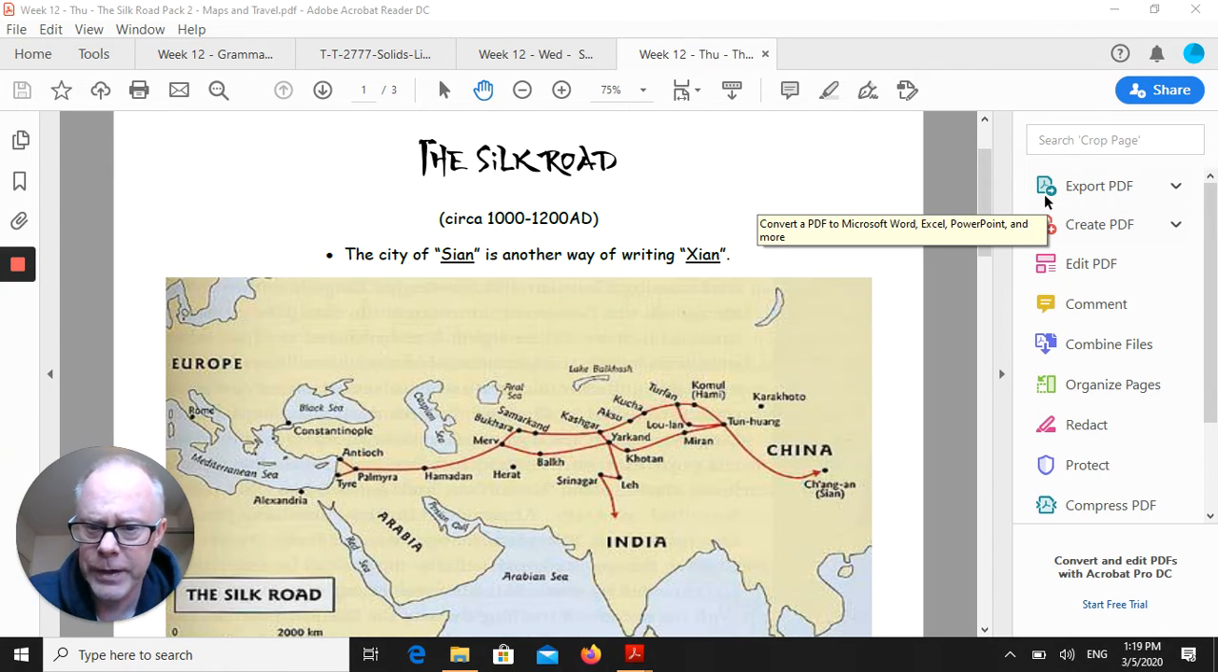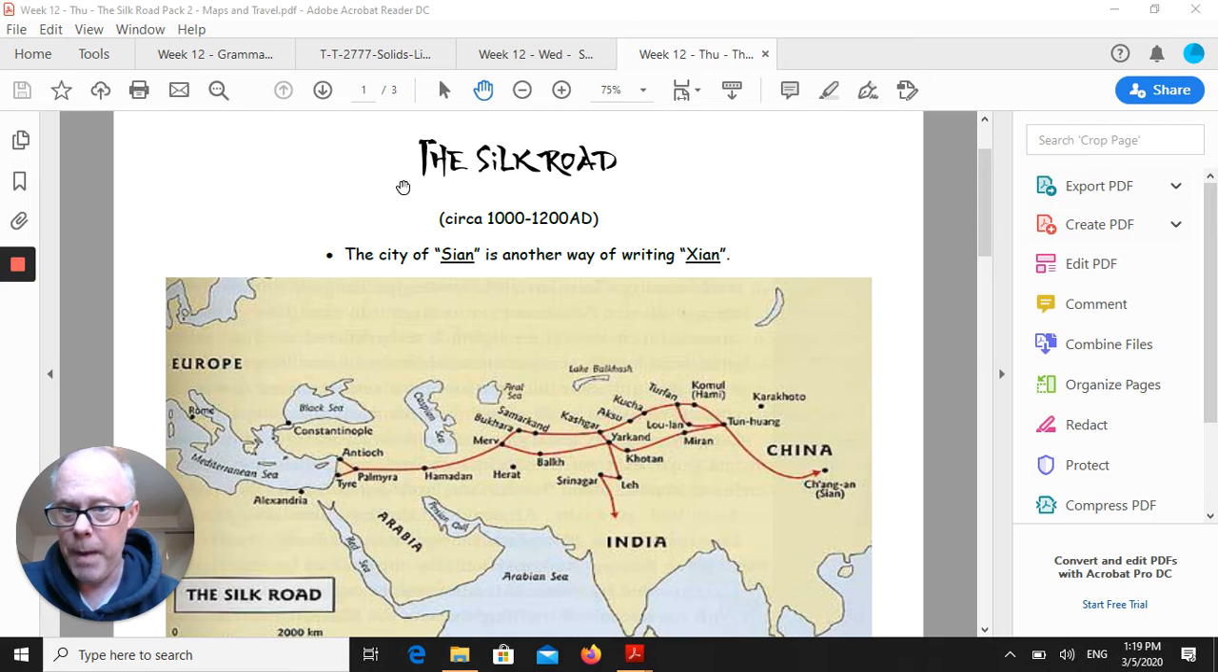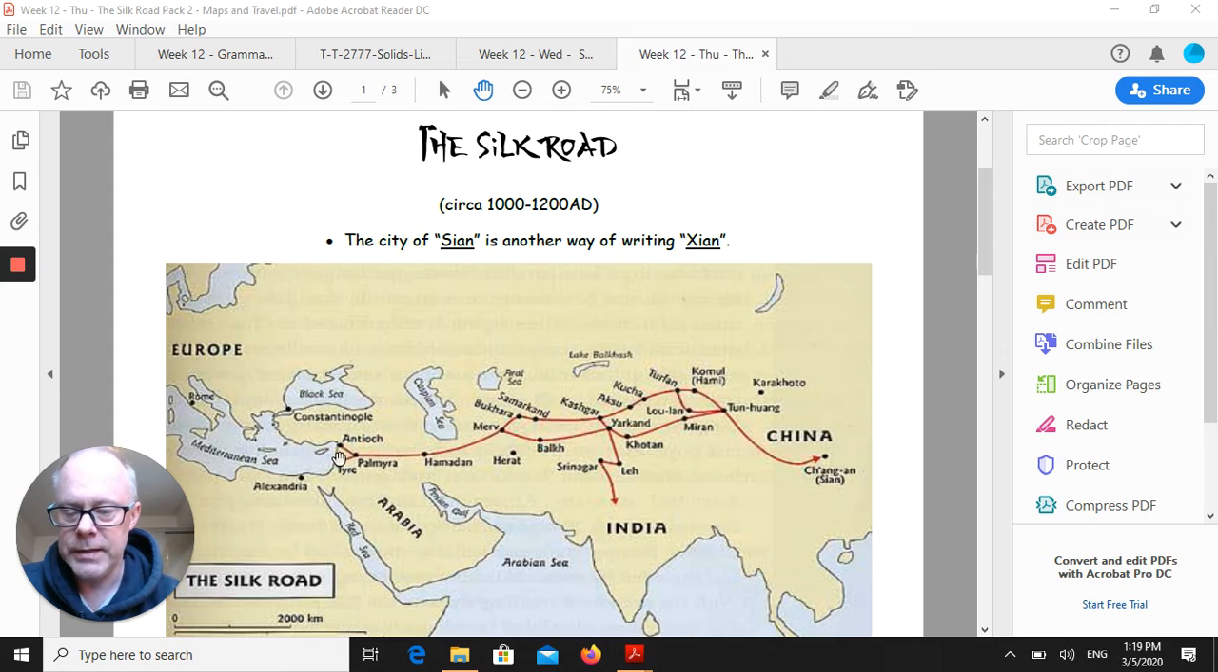So this week for history, it's a fairly quick and easy sort of exercise. You'll see in front of you a map of the Silk Road around about the year 1000 or 1200, and it's got, as you can see, a big long red line that branches off into a couple of different branches, and a whole bunch of cities that are scattered along the line there as well.